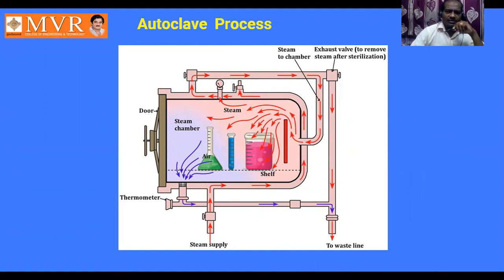If you observe this diagram, here a door is there. Here is the steam chamber where we are going to keep the objects that should be sterilized. Here a funnel is there, a test tube is there, here a flask is there. For every object a separate medium of liquid exists. This shows that there are some applications where the medium has to be sterilized. So in all those cases we are going to use this.